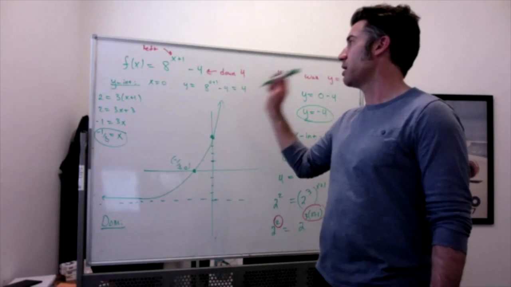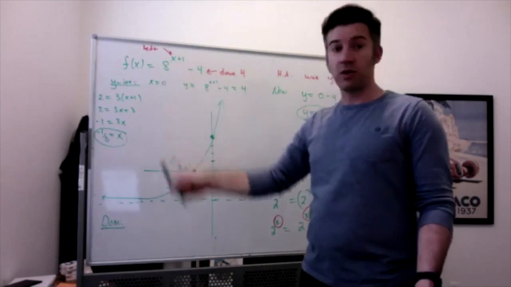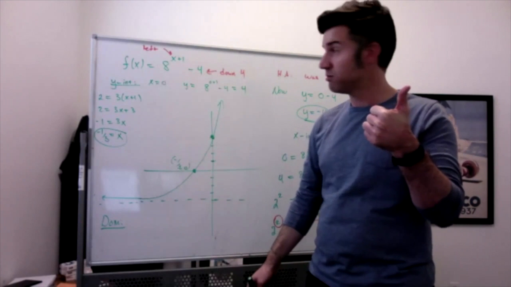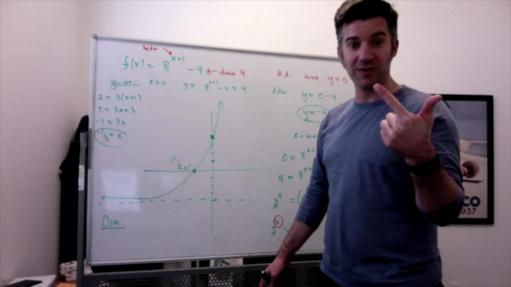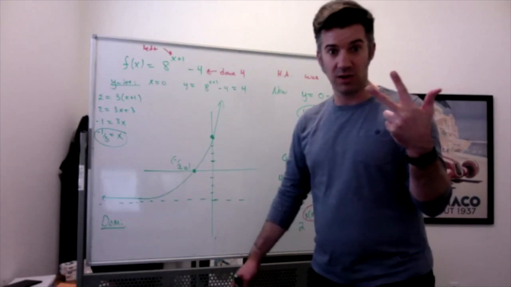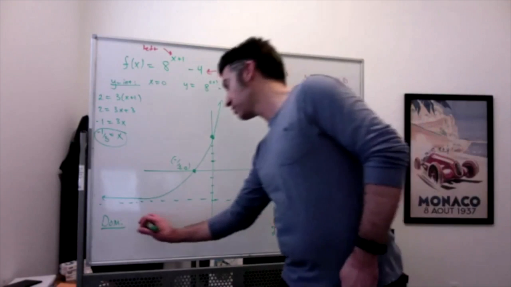The other thing I want to say here is that for domain, this function doesn't have a fraction, doesn't have a square root, doesn't have a logarithm. So it doesn't have any of the three things that impede the domain, so the domain is, again, everything.